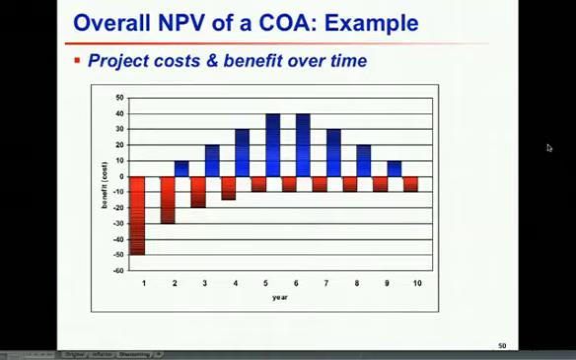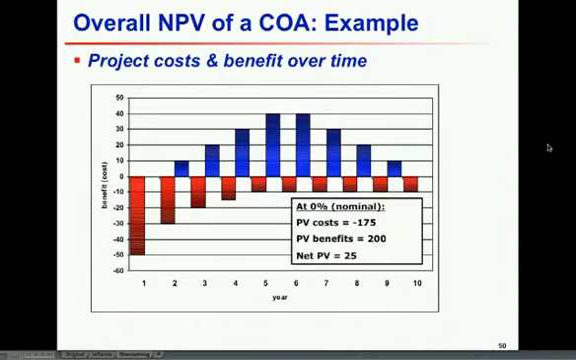Well, it depends. Let's suppose we calculated at a 0% discount rate, so we didn't discount at all. We just added them up. The present value of the costs would be negative 175. The present value of the benefits would be 200. And the net present value would therefore be 25.